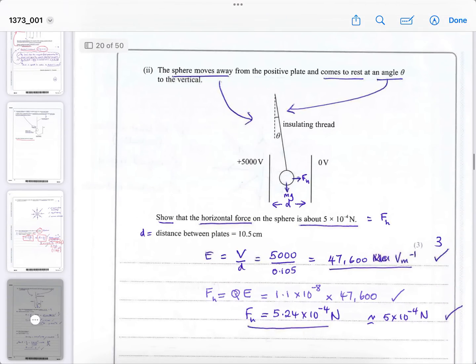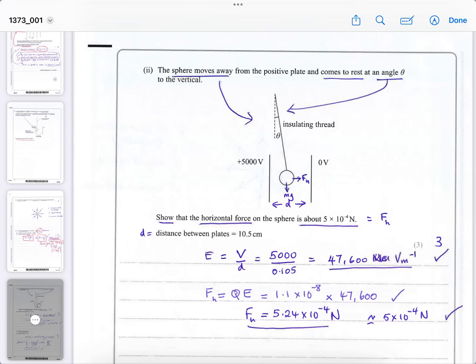Part C then says the sphere moves away from the positive plate. Why? Because they're both positive. And it comes to rest at an angle of theta to the vertical. Show that the horizontal force on the sphere is about 5 times 10 to the minus 4 newtons. So we know that there are 2 forces acting on it: the horizontal force of repulsion due to the positive sphere in the field, away from the positive plate, and a weight downwards.